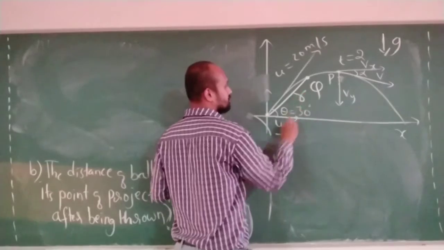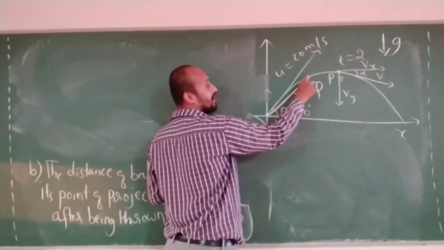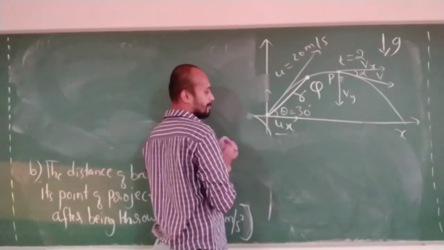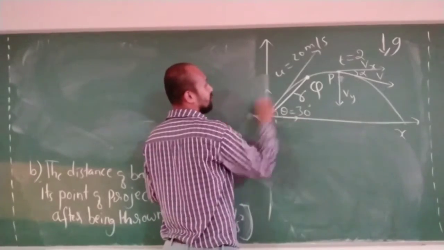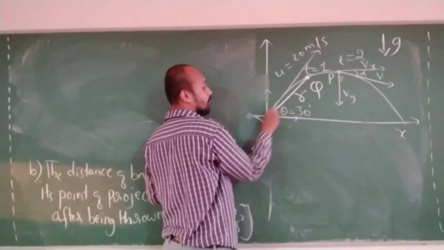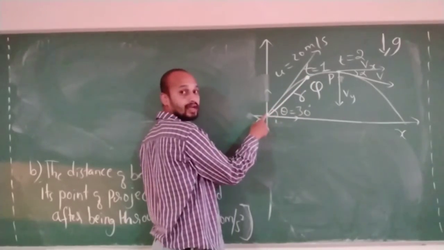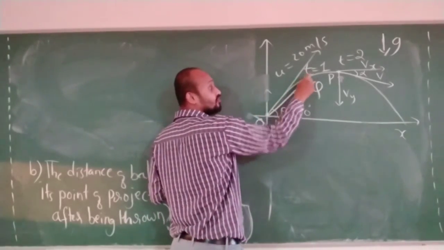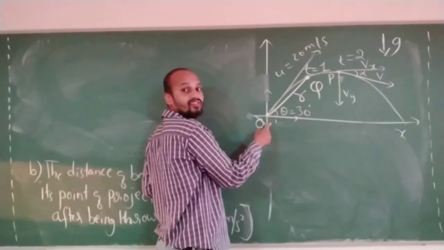This is R, the distance of the ball from the point of projection. Now, the distance of the ball at T equal to 1 second. Find the distance from this point to this point. This is the point of projection. After T seconds, if the ball was here, find this distance.